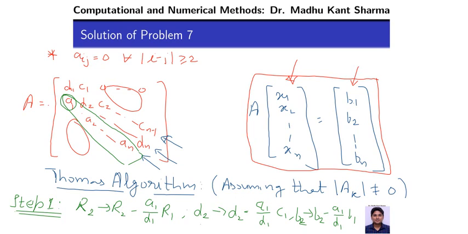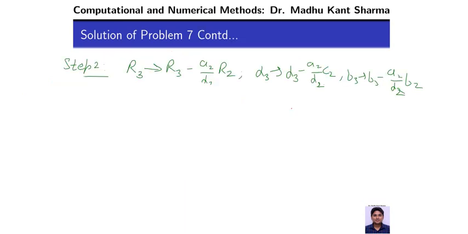So what will be the second step to create zeros there? Once you have updated one, R3 is changed into R3 minus A2 by D2 times R2, and similarly D3 is updated by D3 minus A2 by D2 times C2, and B3 is updated by B3 minus A2 by D2 times B2.